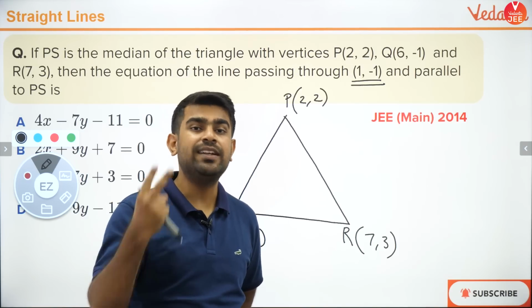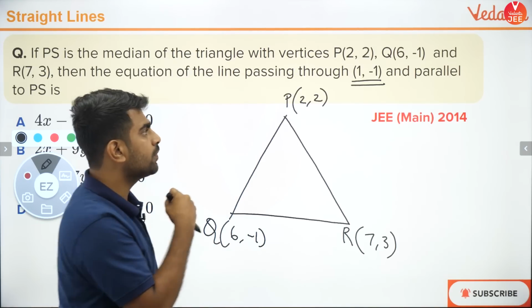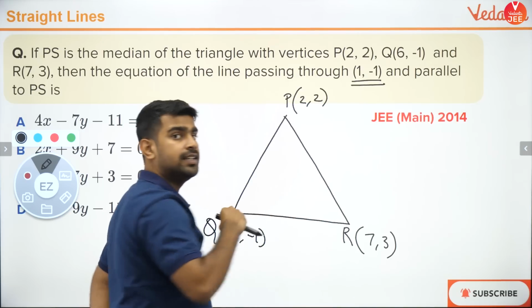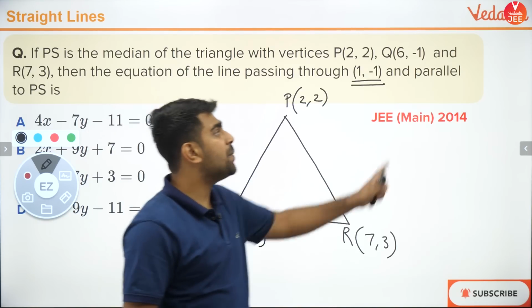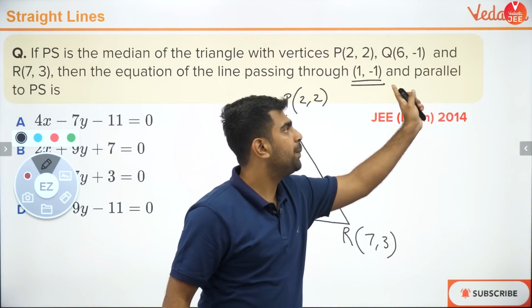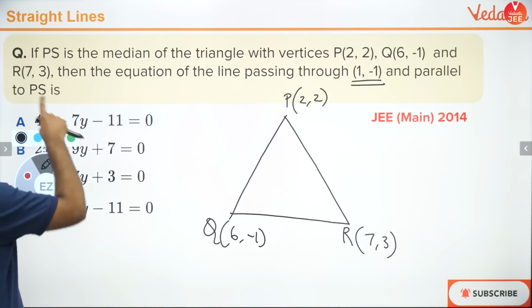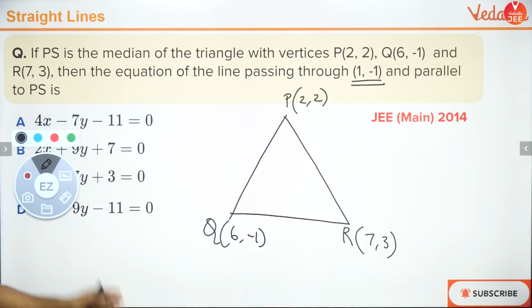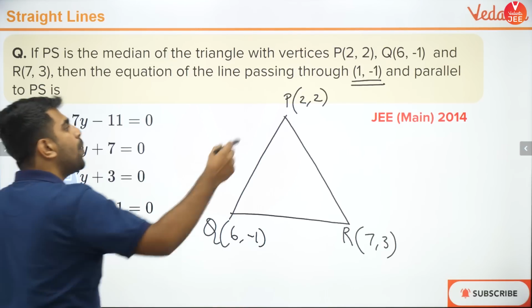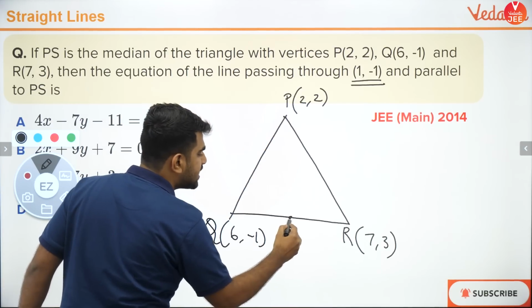So every time you need two conditions. Here we are given 1 point and we are given information about slope. So parallel to PS is given. So if I get the slope of PS, my job is done. So to get the slope of PS, I need to find what is S.